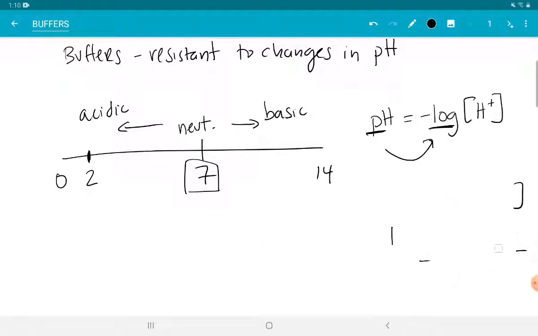But how does that help us relate things to what buffers are? So again, buffers are compounds that are resistant to changes in pH. So in order to do that, they tend to absorb or consume H+ ions. Because remember, the amount of H+ ions in solution tend to tell you how acidic or basic that solution is.